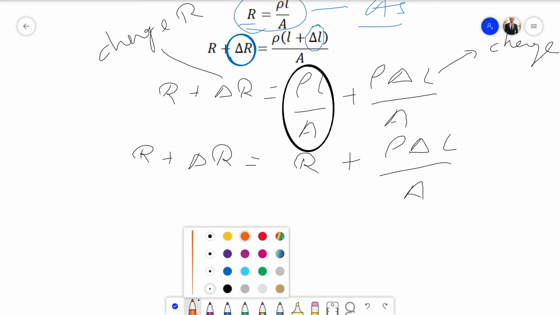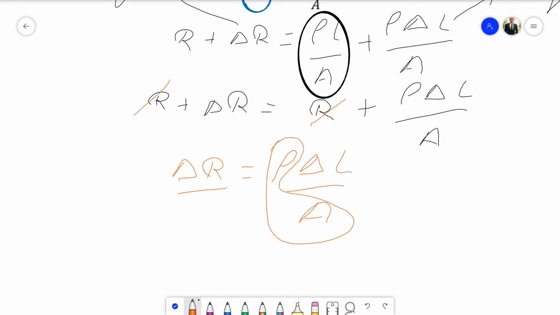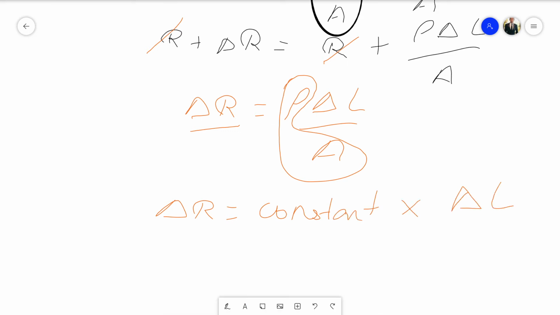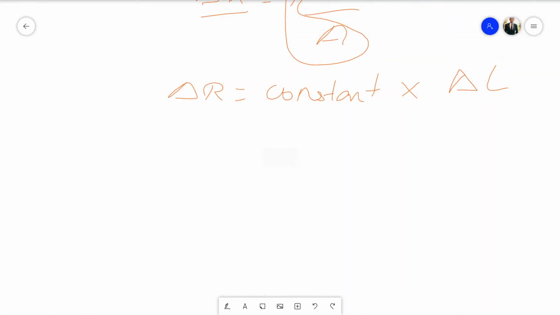Let me change another pen a little bit. Here this and this get cancelled, and the result will be length upon area. So here is the conclusion: the change of resistance equals a constant times the change in length. It can also be written like this, constant times length.